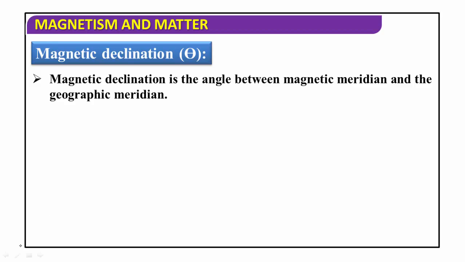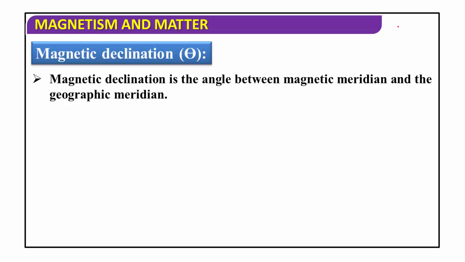Angle between the magnetic meridian and geographic meridian. Magnetic meridian, geographic axis and magnetic axis. These are the four parameters.